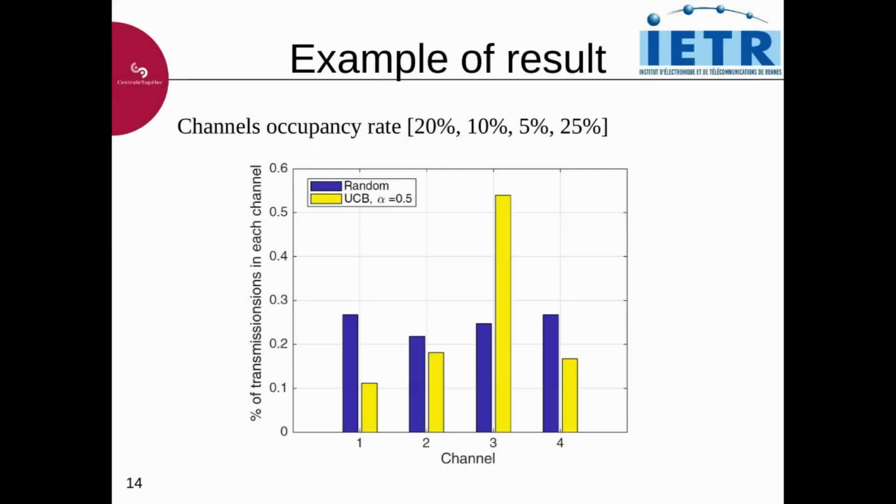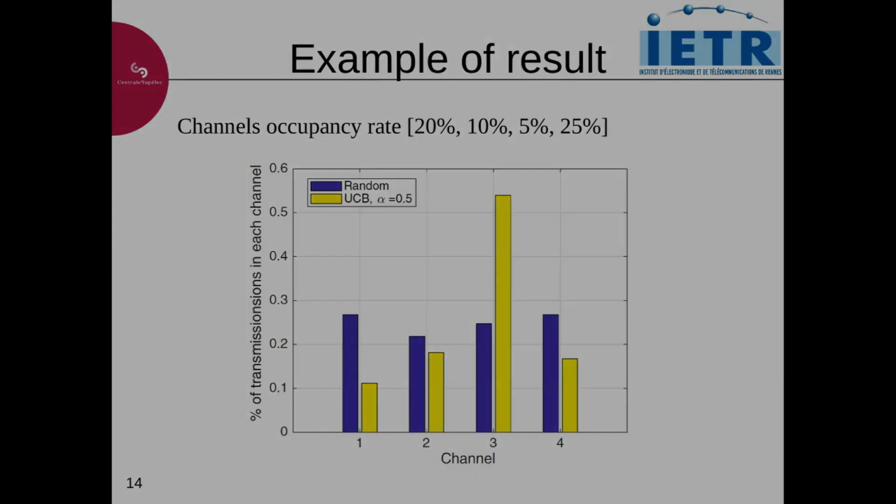To highlight the efficiency of the learning algorithm UCB, we can show here the difference in successful transmission rate between a random user and a user using UCB. Obviously, if the channel occupancy rate is not completely uniform, then the learning can be useful.